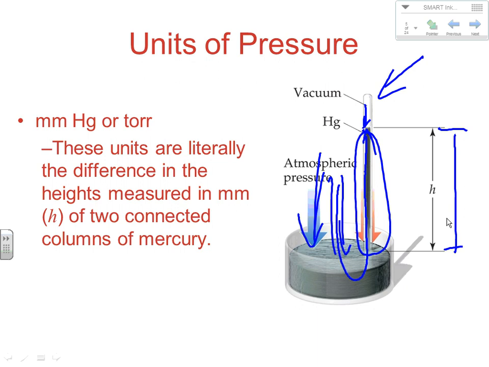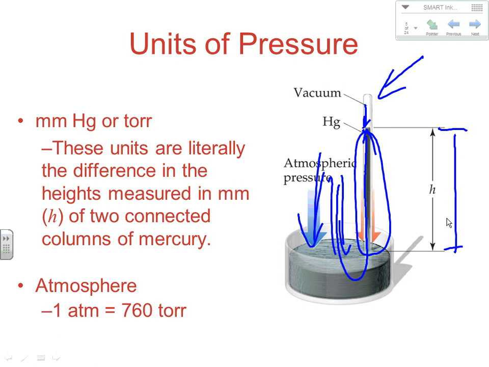Now, if we have a manometer, a situation we'll look at later, the same kind of thing can happen. We have two gases pushing differently on a column of mercury, and the difference in the height would be the actual difference in pressure between the two. So millimeters of mercury is another unit of pressure, and a torr is the exact same thing as a millimeter of mercury.